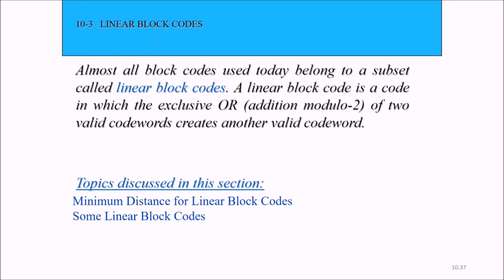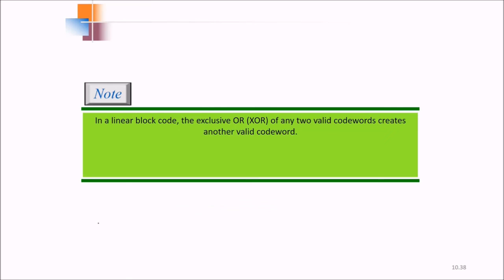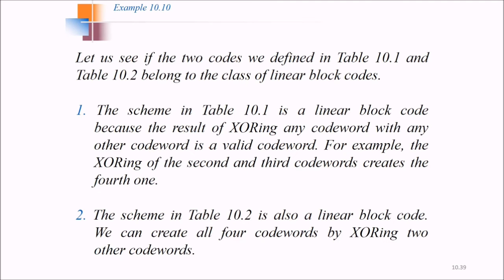So now we see the linear block codes, because almost all block codes used today belong to a subset of linear block codes. A linear block code is a code in which the XOR, exclusive OR, that is addition modulo 2, of 2 valid code words creates another valid code word. So you'll see the minimum distance for linear block codes and some linear block codes also. In a linear block code, the XOR of any 2 valid code words creates another valid code word.